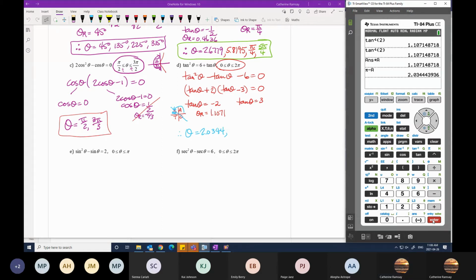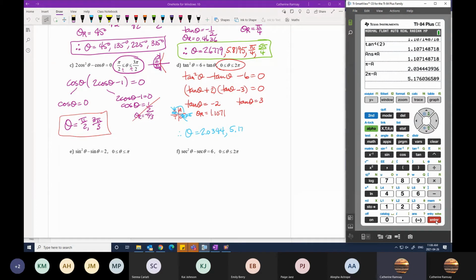Okay. And then now we have 2 pi, and we have a reference angle right here. So I'm going to do 2 pi subtract my reference angle. So that would be 5.1760. All right. So now I still have to do tan theta equals 3.